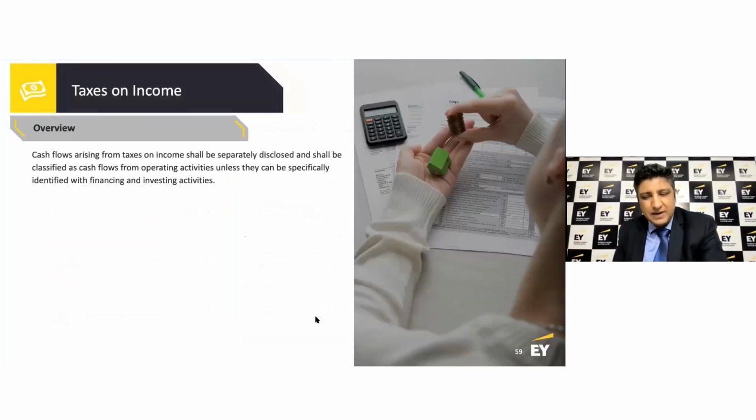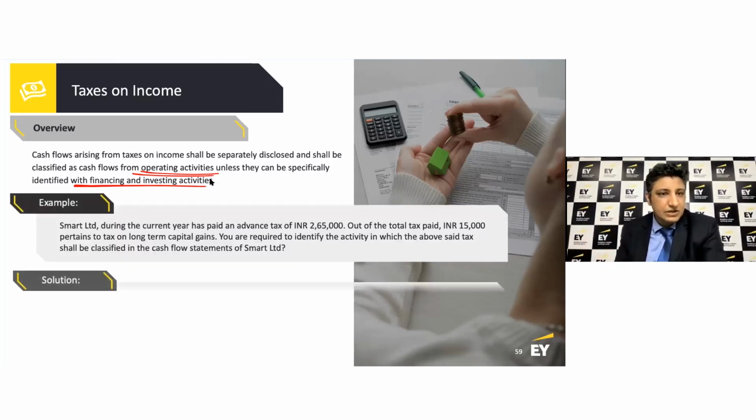On the taxes part, now this is a very straightforward example. You normally use taxation as a reference of operating activities unless they are identifiable to any financing or investing activities. Imagine any capital gain, very likely investing. Any dividend distribution tax, very likely financing. You need to assess that part and be able to take a decision about that.